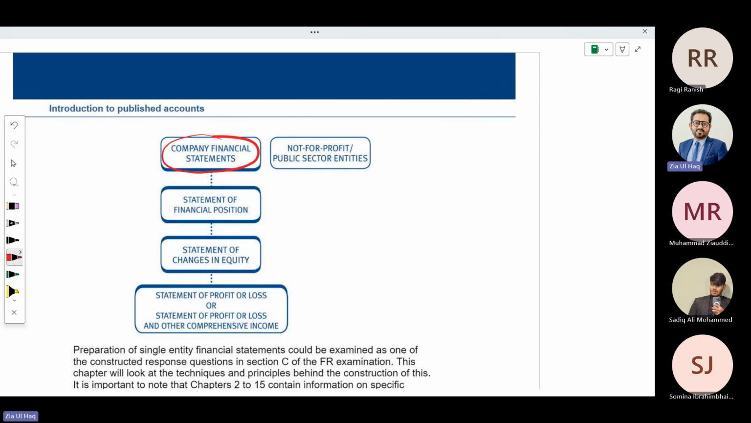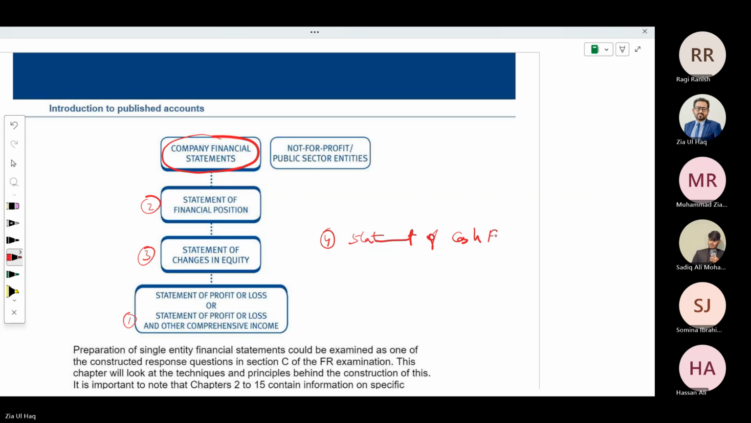And what are the components of financial statements? We have discussed in financial accounting, there are 5 components of financial statements: statement of profit and loss and other comprehensive income, and statement of financial position, and these 2 are the main components of financial statements. Other than this, what are the other components? Statement of changes in equity. The 4th one, statement of cash flow. And the 5th one, notes to the accounts.